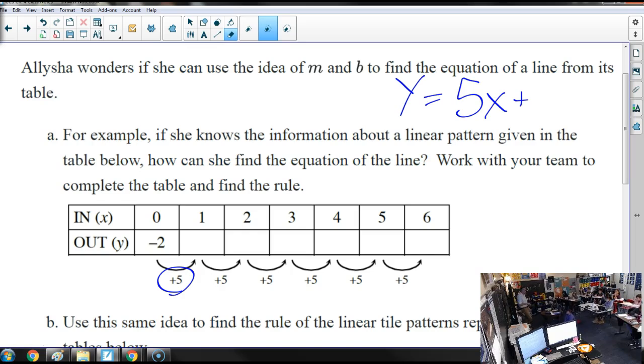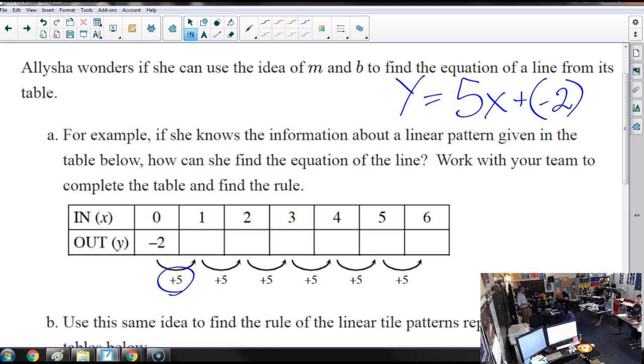Avi, what is the intercept, where do we start? -2. Yeah, -2, right? The beginning. So we could either erase that plus and make it a minus, or just do plus -2. I like adding the negative. It's up to you, if that really bothers you, you can just do -2.